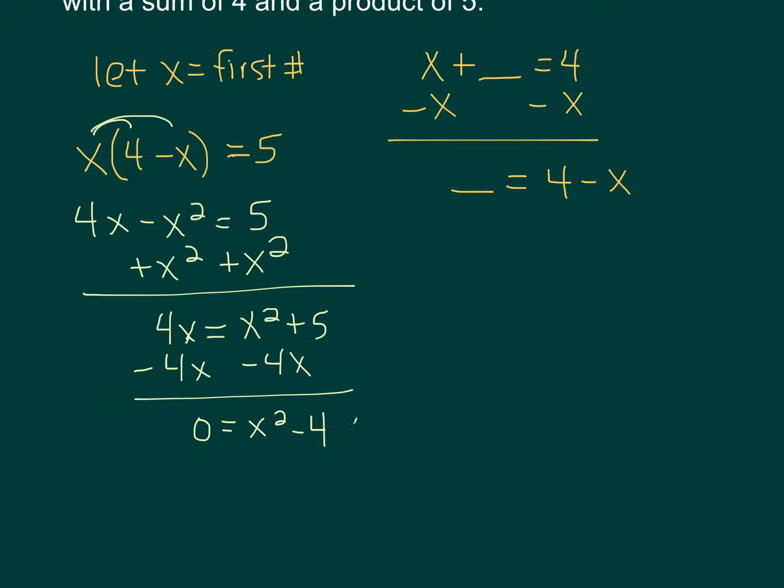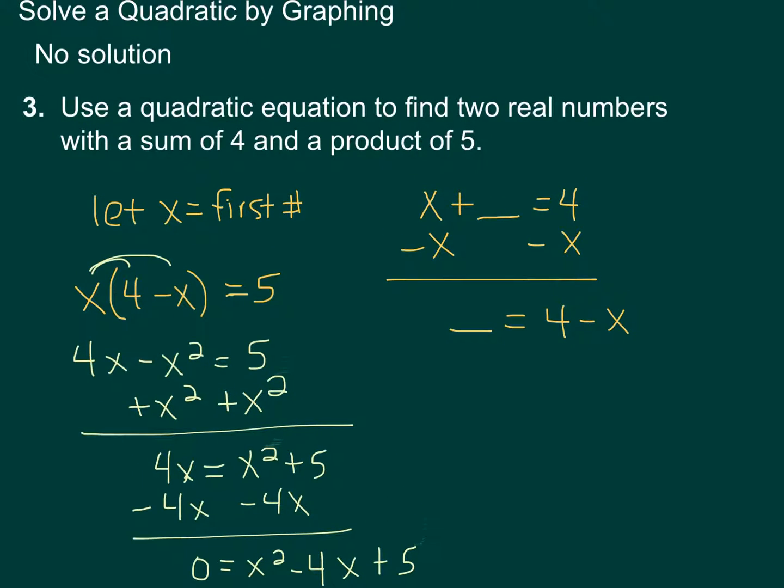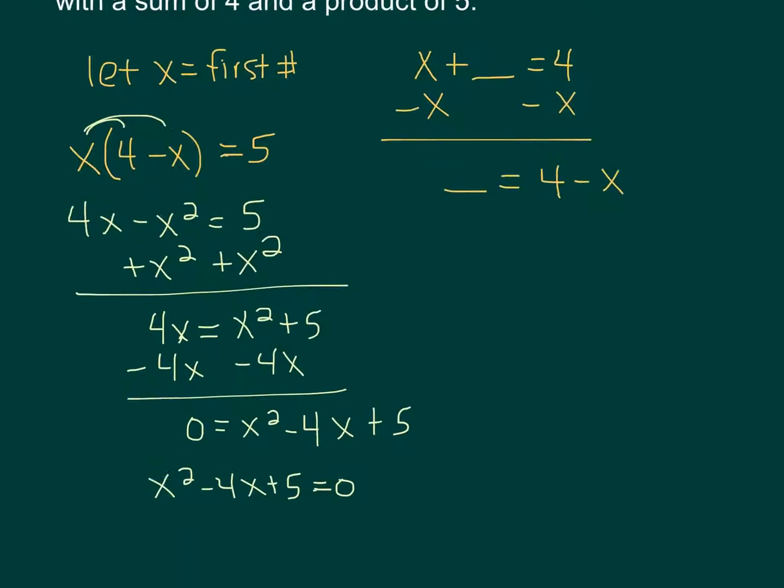I'm going to rewrite this in the order in standard form. Minus 4x plus 5. And again, I can flip that around just because it looks nicer. So x squared minus 4x plus 5. That's the quadratic I'm trying to solve. So by solving this equation, I'm answering this question. Find two numbers whose sum is 4 and product is 5.